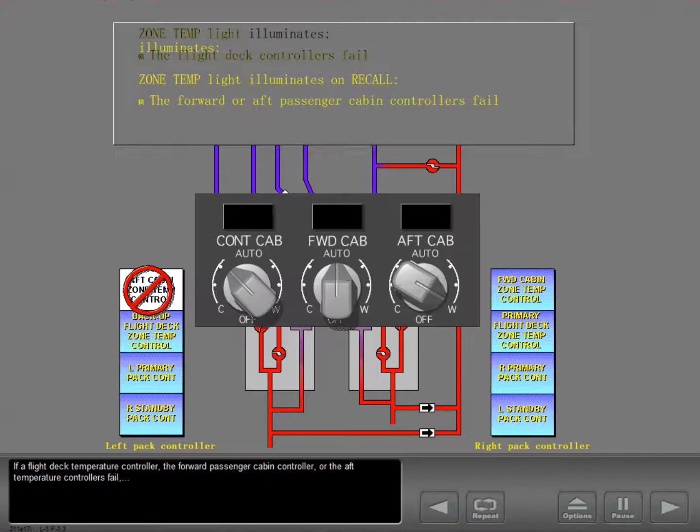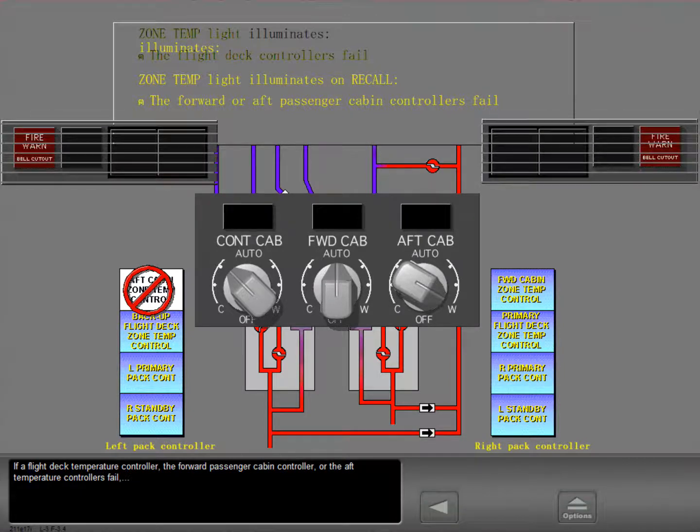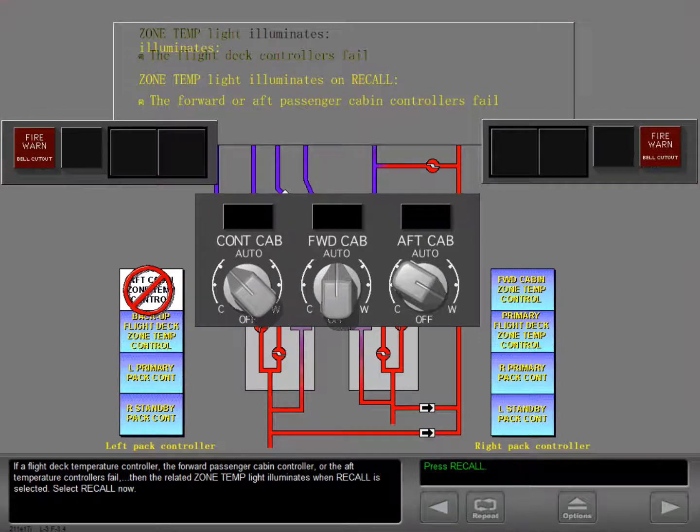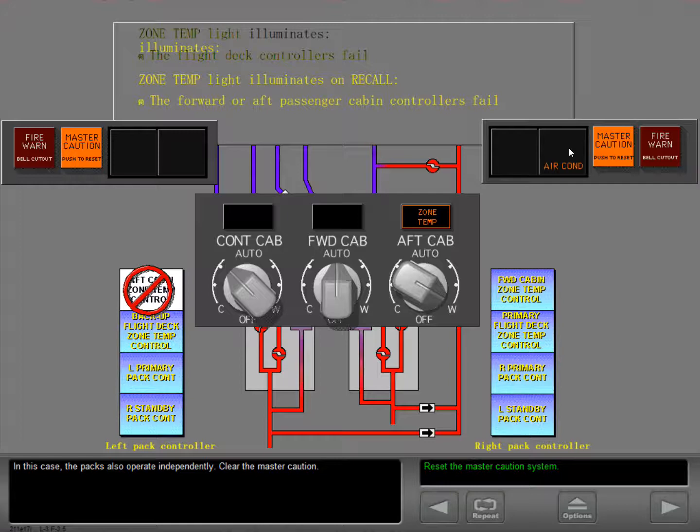If a flight deck temperature controller, the forward passenger cabin controller, or the aft temperature controllers fail, then the related zone temperature light illuminates when recall is selected. Select Recall now. In this case, the packs also operate independently. Clear the master caution.